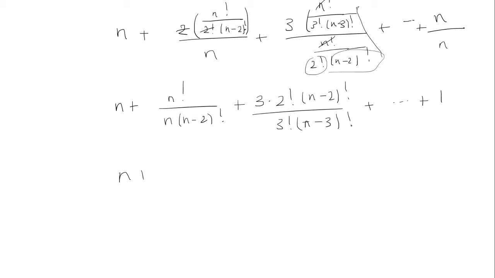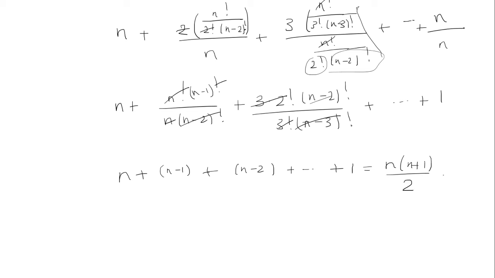Okay, so this is n. So the n's are going to cancel, and I have n minus 1 factorial, which is going to cancel, and you're going to be left with n minus 1. 3 times 2 factorial is 3 factorial. The n minus 3 factorial is going to cancel, so you're going to be left with n minus 2. And if you continue this further, we'll go all the way up to 1. And notice, this is the exact formula for n times n plus 1 over 2. Okay. So part A is proven.